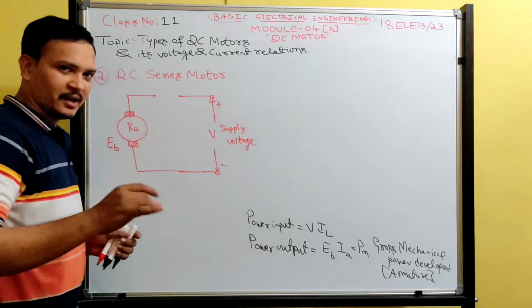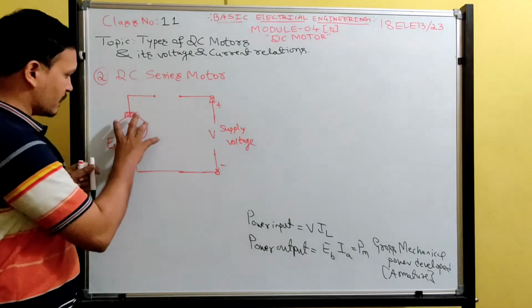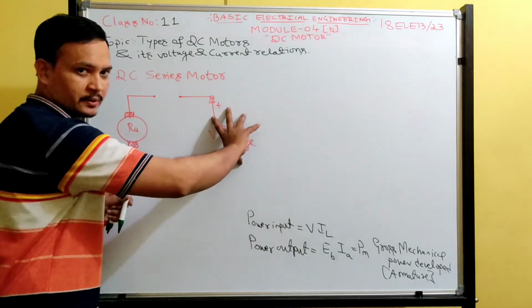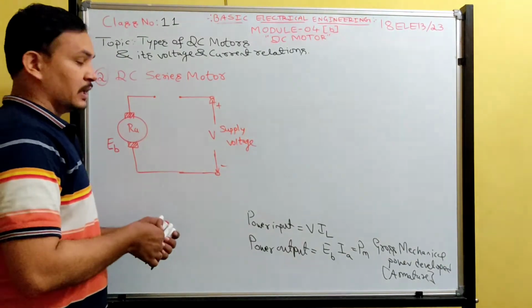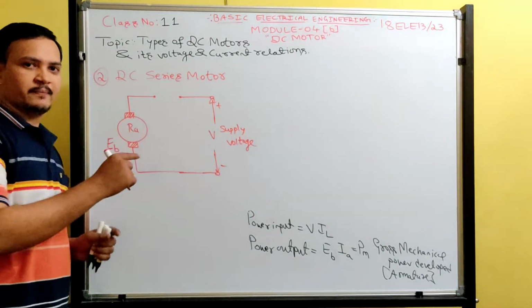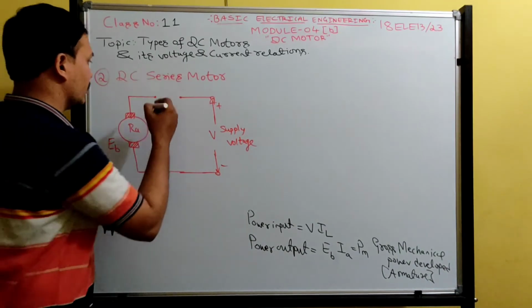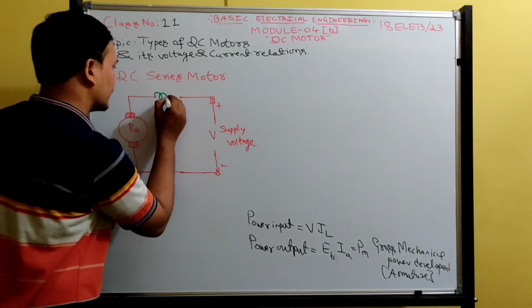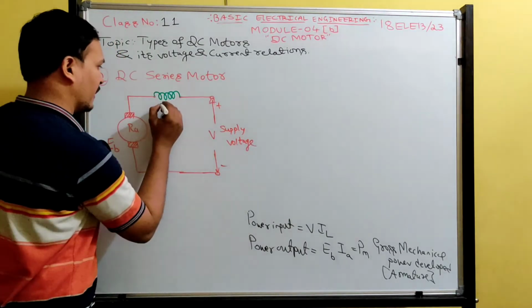Okay dear students, next one is DC series motor. Now the armature is connected to the supply, but the field winding... if I connect the field winding in series with this armature, then it is called a series motor. So I am taking the field winding, I am writing in the green color. Okay guys, so this is a series field winding.